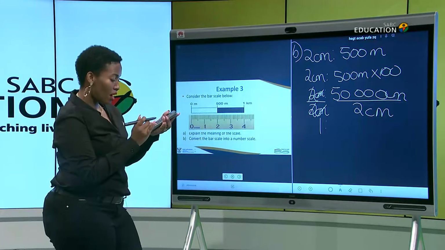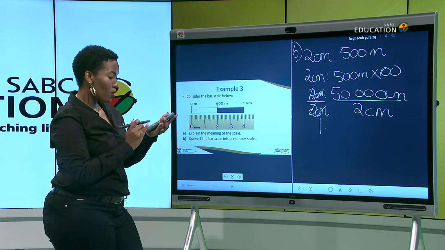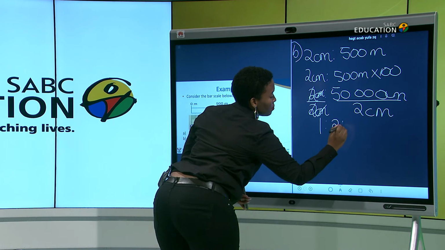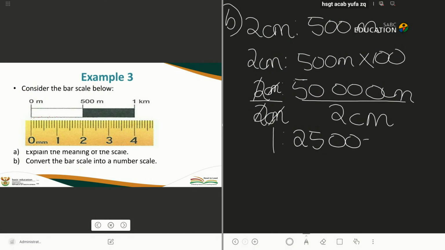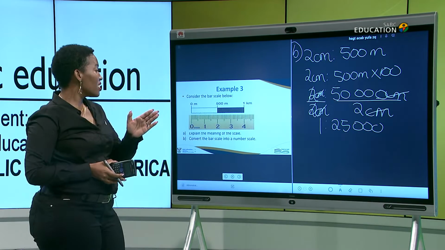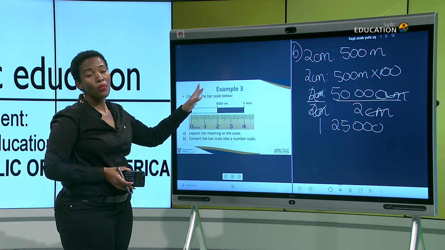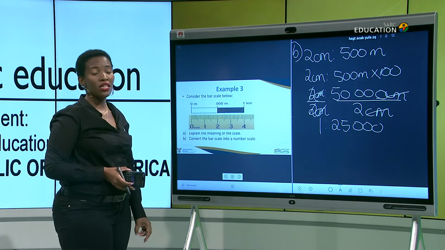You say 50,000 divided by 2. What is the answer? 25,000. Remember the centimeter and the centimeter, they have cancelled. So your scale in its simplest form is 1:25,000. That is, if you've used 2 centimeters is equivalent to 500 meters.